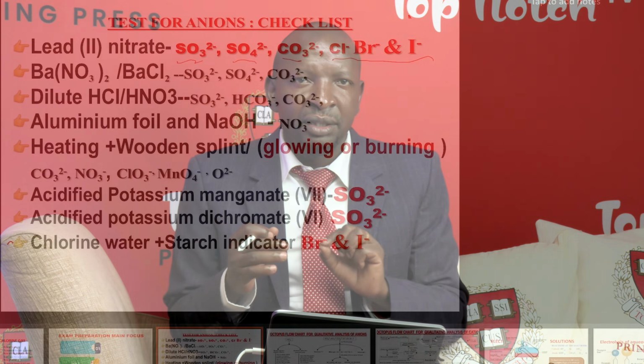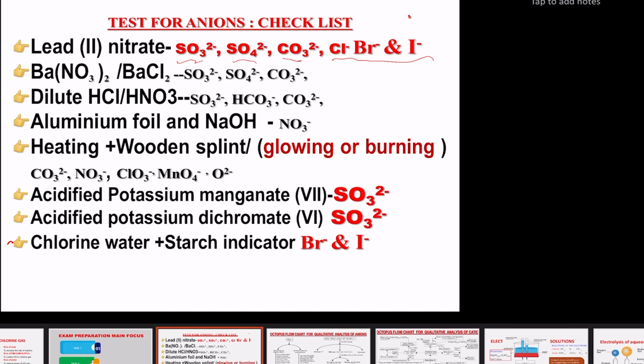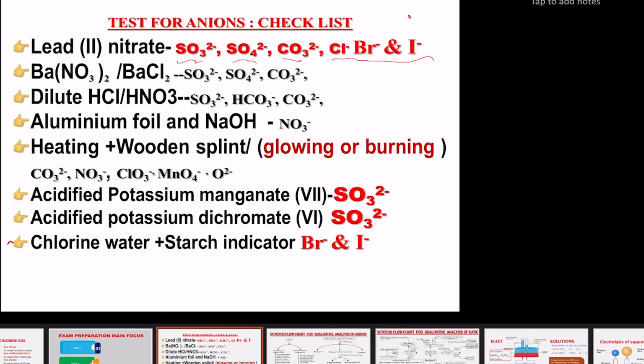The other one is barium nitrate or barium chloride. Barium chloride and barium nitrate will test for 3 anions. Those 3 anions are the sulfate, sulfite, and carbonate. Those are the anions that are going to be tested using barium.